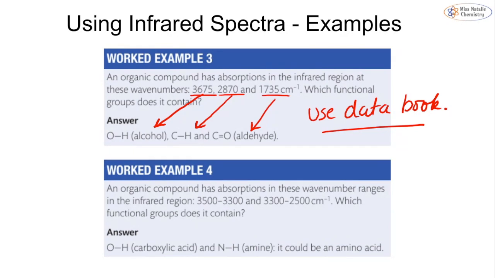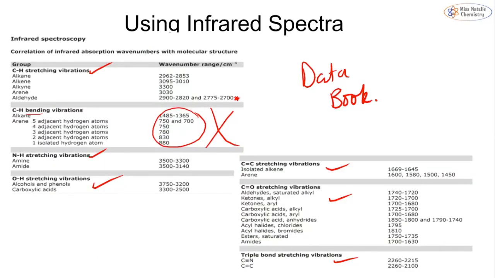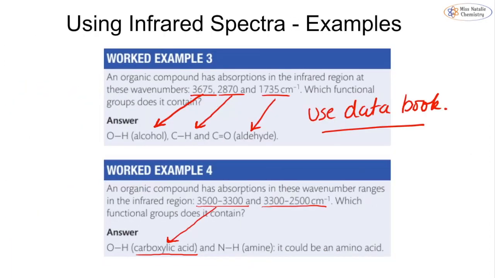If we look at worked example 4, we have an organic compound that has absorptions in the wave number ranges of 3500 to 3300 and 3500 to 2500. So we want to again use our data book to help us with that, and now this is going to be an OH group, but this time it's not for an alcohol, it is an OH for a carboxylic acid. So you will see in the data book, if we go back, that our OHs, if it's an alcohol or a phenol, is going to be different to a carboxylic acid. So just make sure that you are picking the correct wave number range.